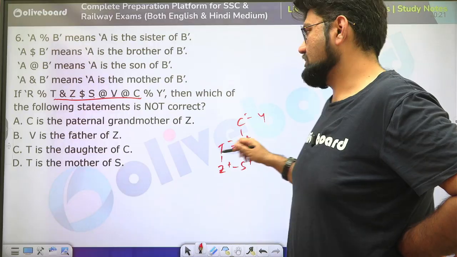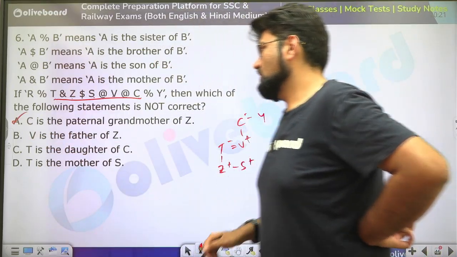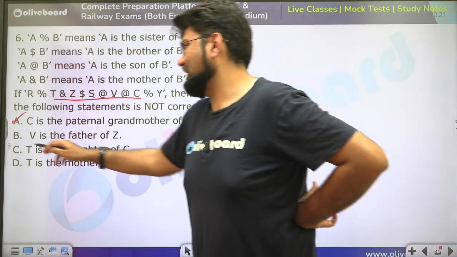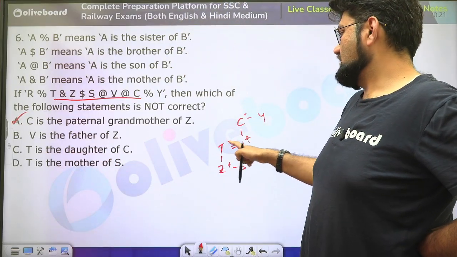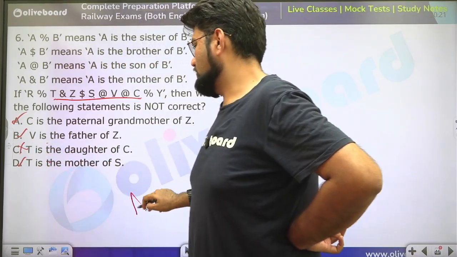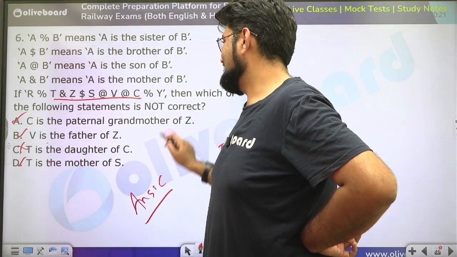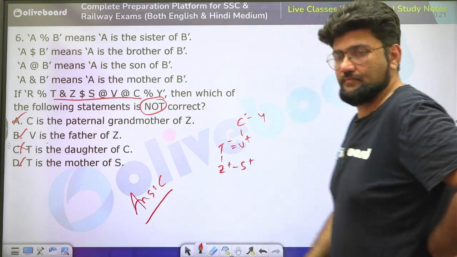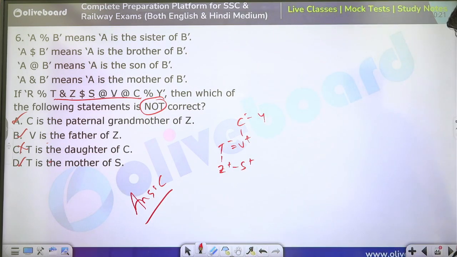Yeah, C is the paternal grandmother of Z, absolutely right. V is the father of Z, absolutely correct. T is the daughter of C? No, T is the daughter-in-law of C. So this is what we were looking for. Which of the following is not correct? Don't forget this. Okay. Next.